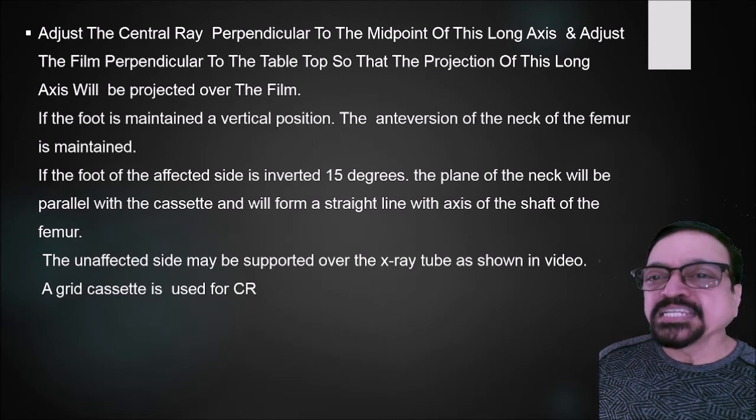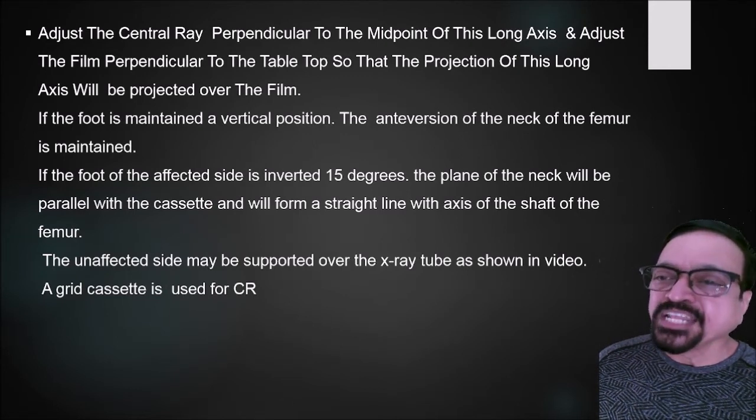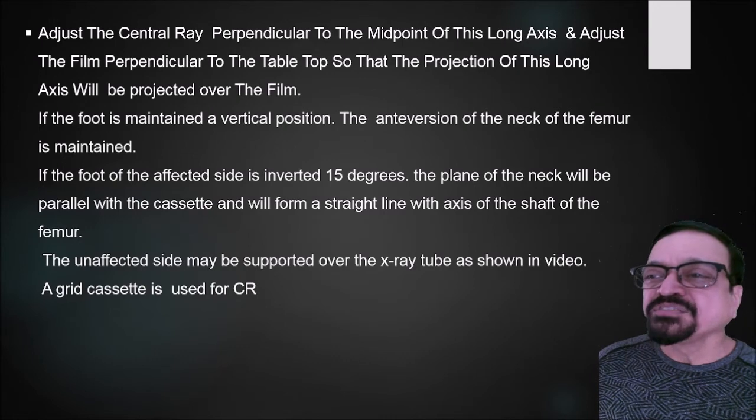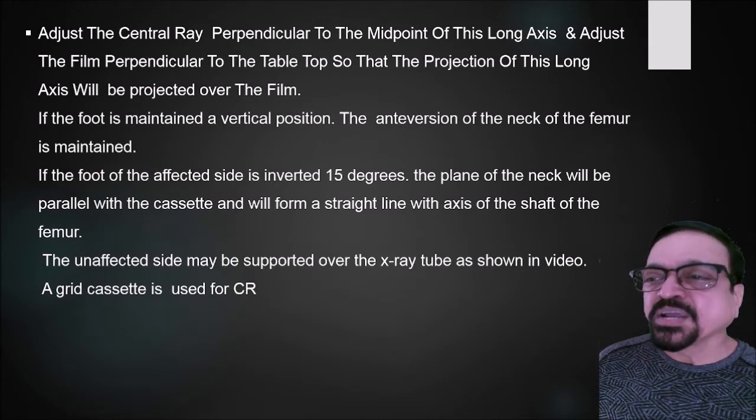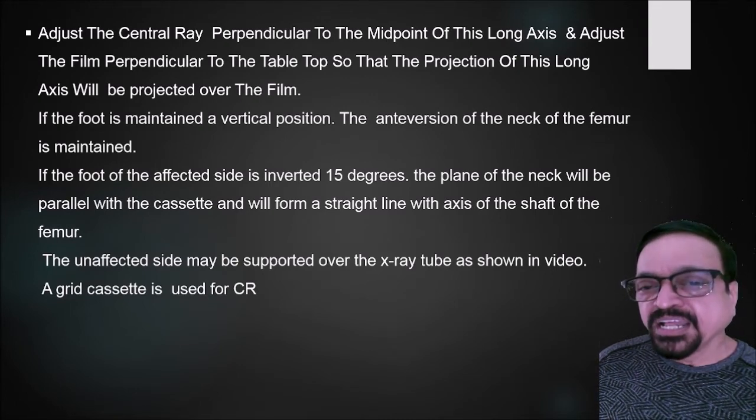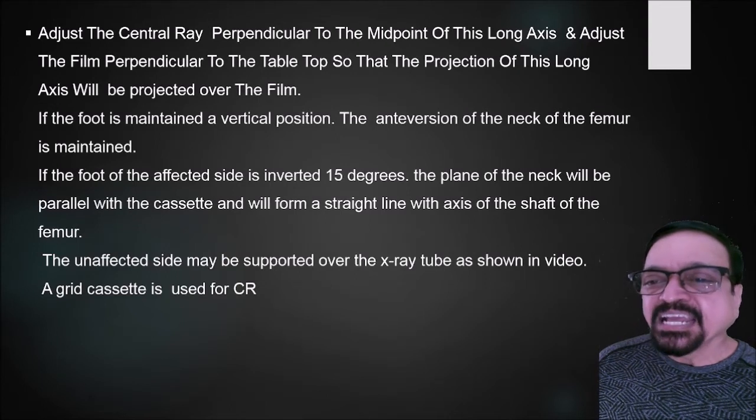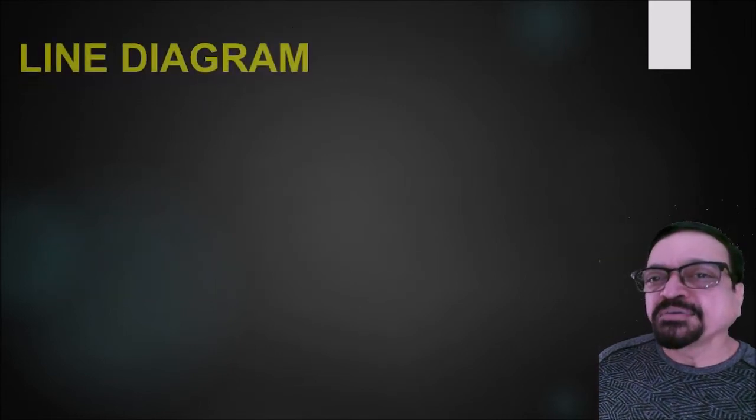If the foot is maintained in a vertical position, the anteversion of the neck of the femur is maintained. If the foot of the affected side is inverted 15 degrees, the plane of the neck will be parallel with the cassette and will form a straight line with the long axis of the shaft of the femur. The affected side may be supported over the X-ray tube as shown in the video. A grid cassette is used for CR whenever possible or whenever available.